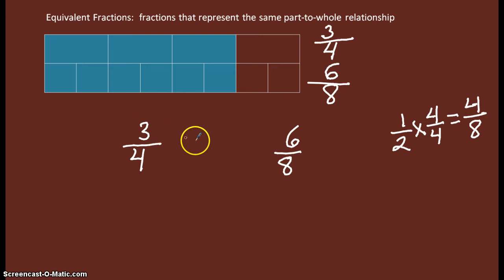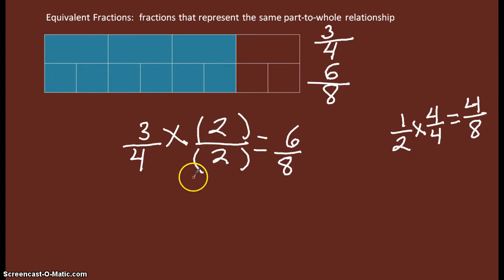Now, let's look back at this one. What do you think was multiplied? What multiplied 3 and 4 to give us 6 and 8? One of the ways we can do this is just a quick little division. 6 divided by 3 would be 2, and 8 divided by 4 would also be 2. So one of the forms of 1 that we used here to get the equivalent fraction 6/8 from 3/4 is we multiplied 3/4 by 2/2. Let's look at another example.